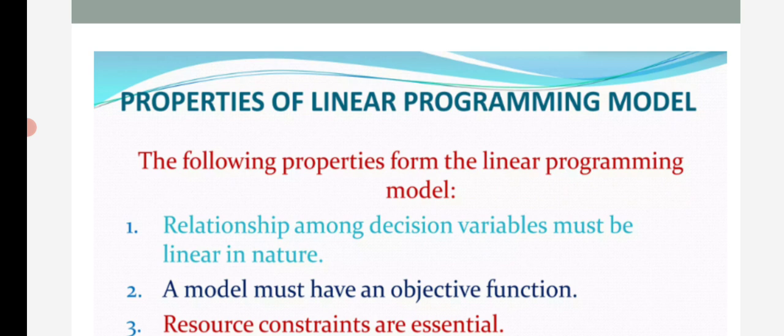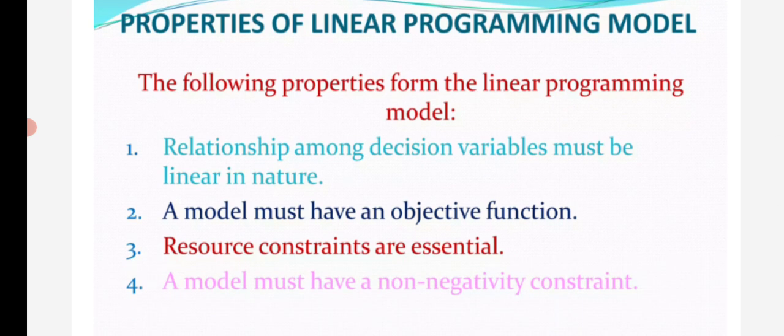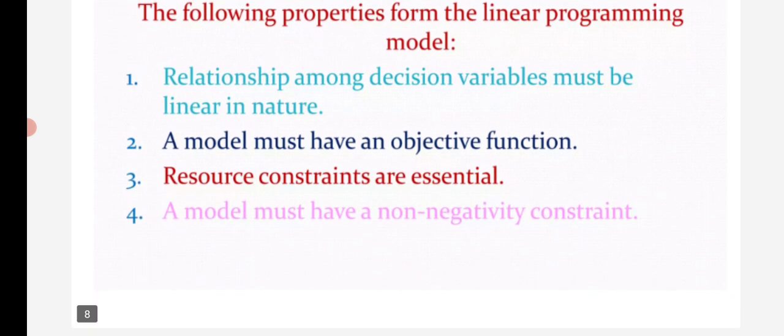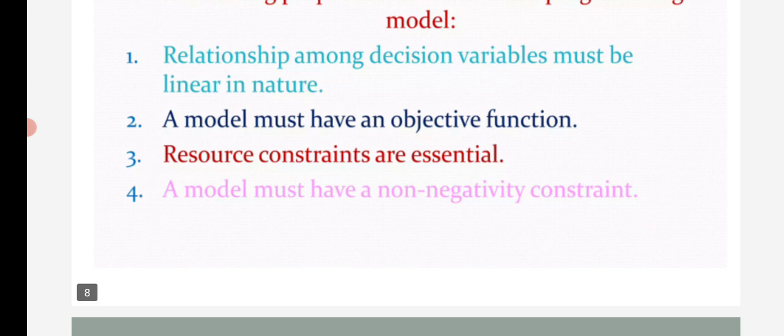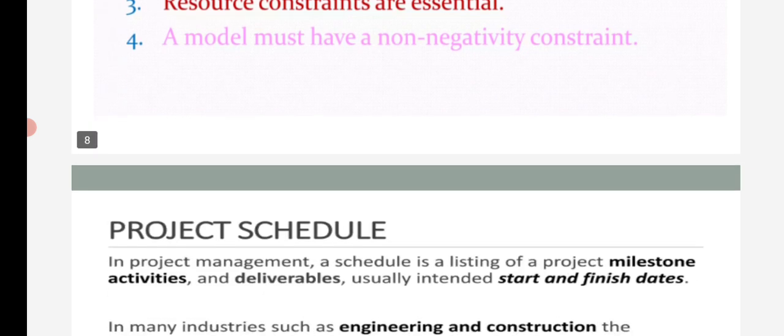Then properties of the linear programming model. The following are properties of the linear programming model. Relationships among decision variables must be linear in nature. A model must have an objective function. Resource constraints are essential. A model must have a non-negativity constraint.